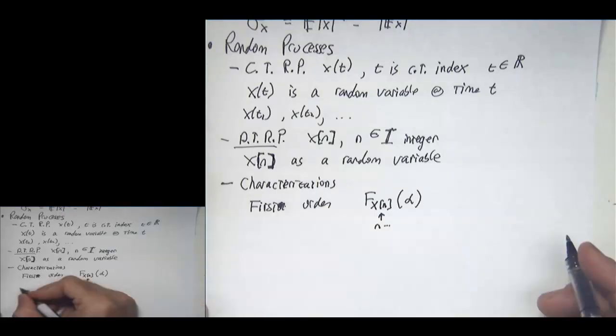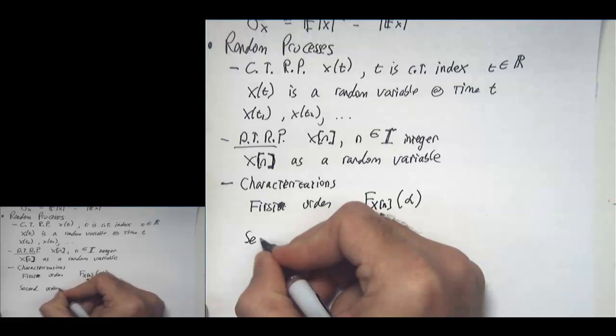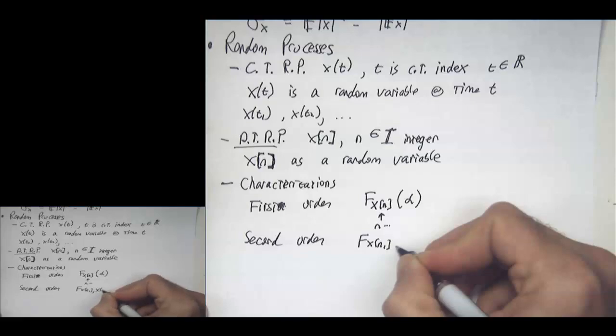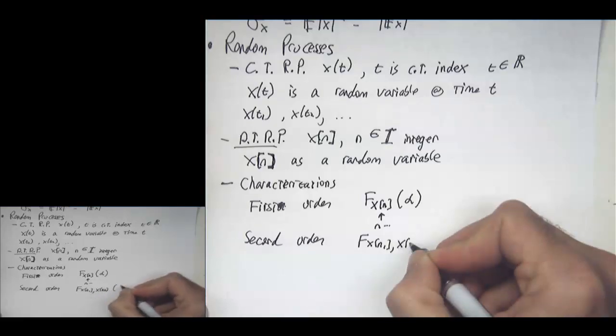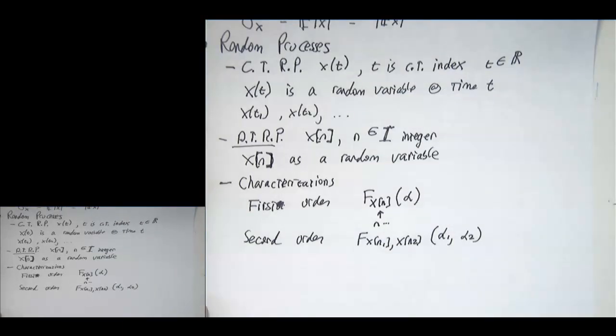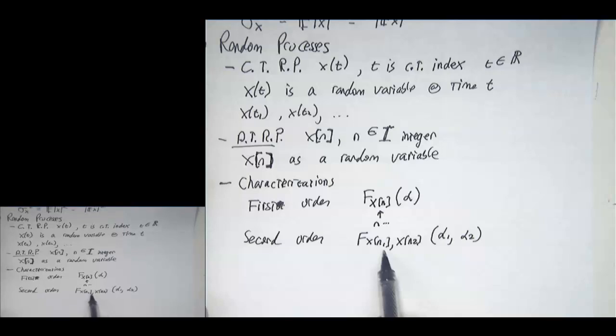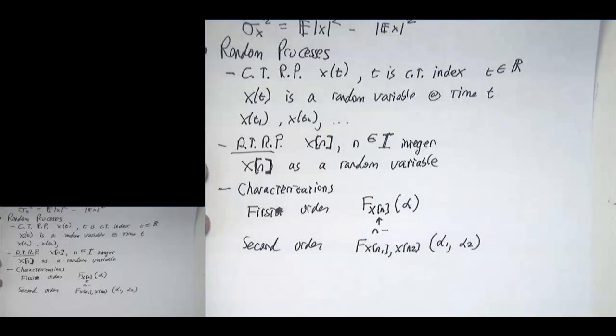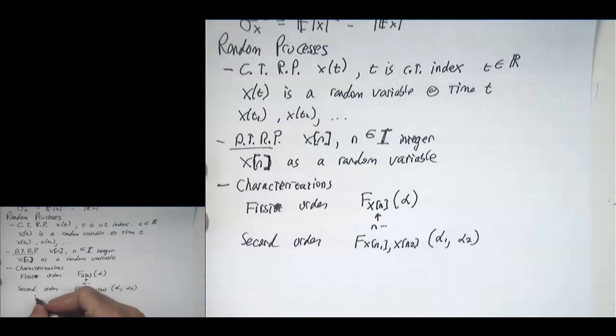Now, if you know more than that, you might know f of x at n1 and x at n2, and you know the joint distribution here. So if you know the distribution for every possible n1 and n2, including n1 equal to n2, then that's a second order characterization. The first order is a special case because if n1 and n2 are the same, you get back to the first order. And this continues here. So there are what are called higher order distributions.